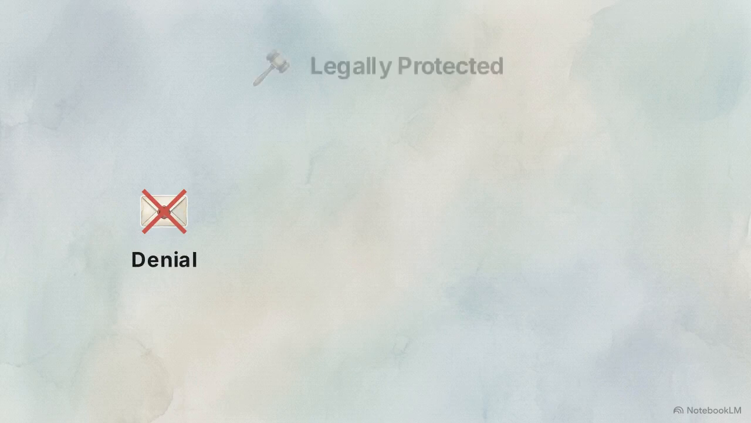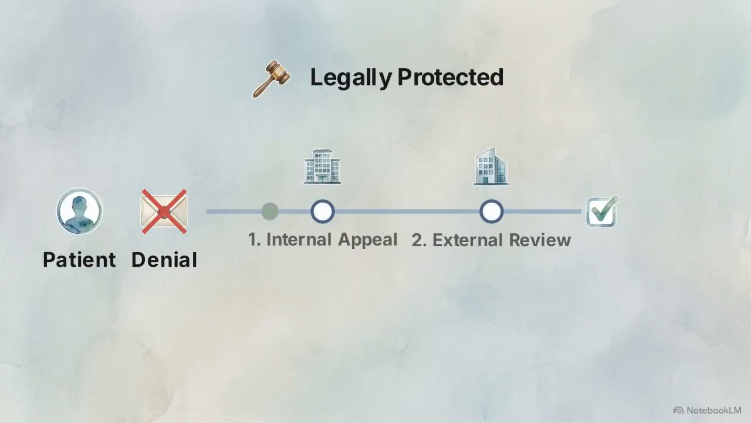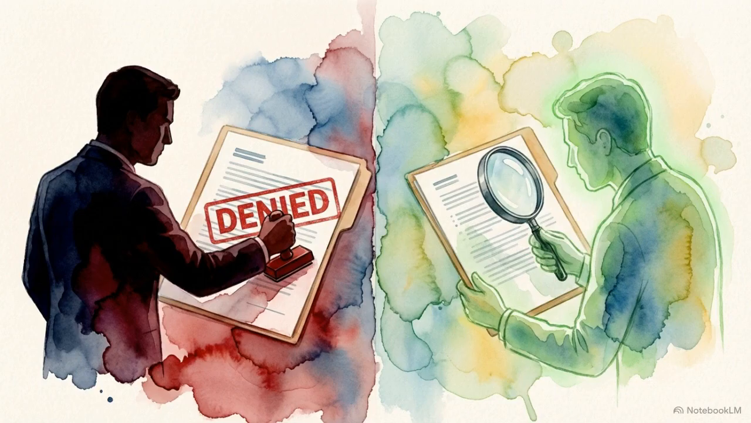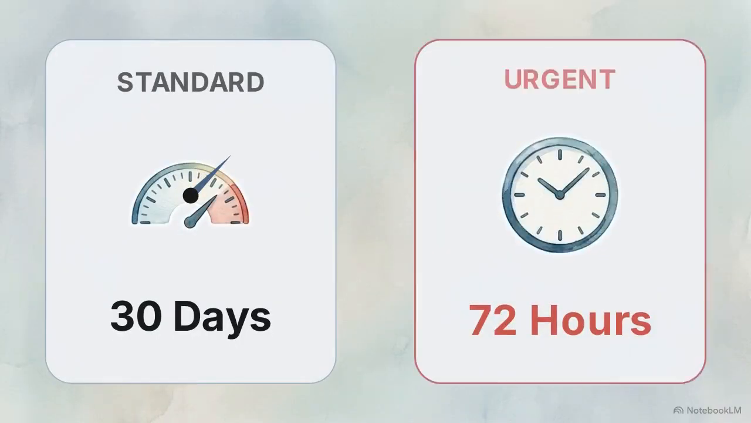Finally, Tool 5 is the right to appeal. Every denial of a claim or prior authorization triggers a legally protected 2-stage review process that any patient can initiate. Stage 1 is the internal appeal. You ask the insurance company to reconsider using a fresh reviewer who was not involved in the original denial. They typically have 30 days for standard cases or just 72 hours for urgent ones.